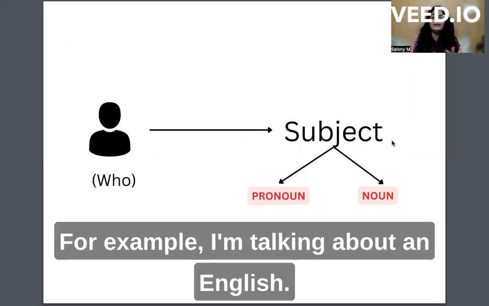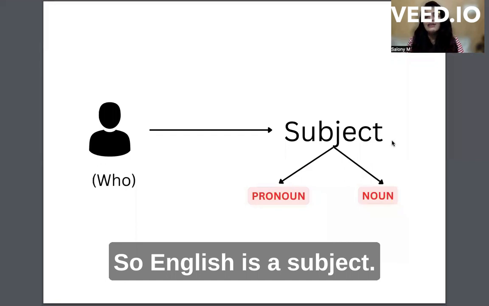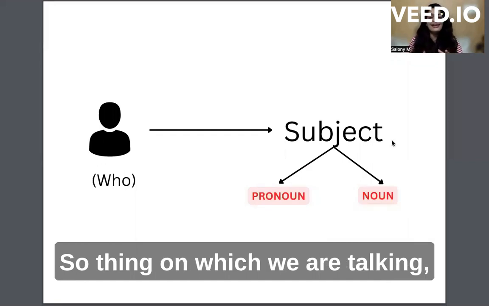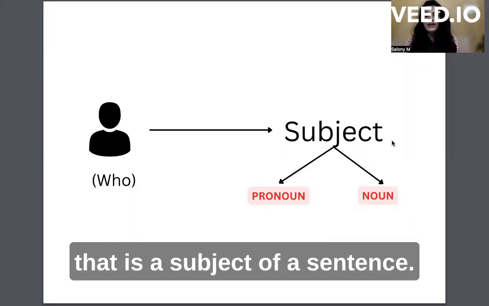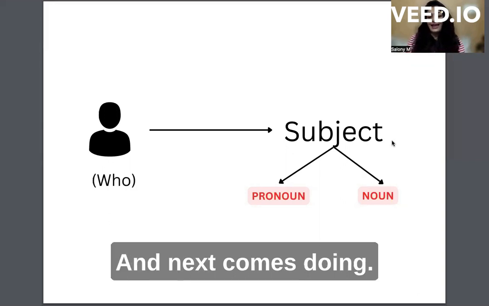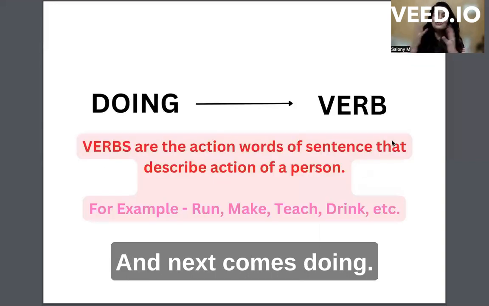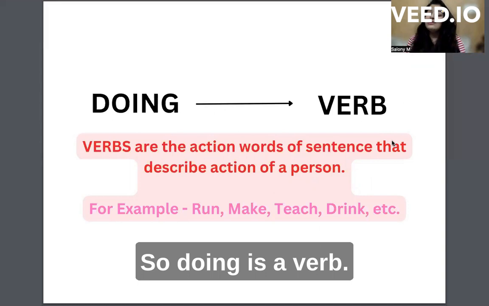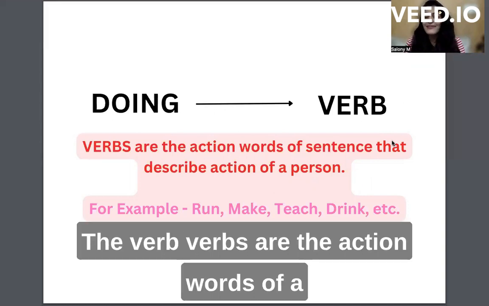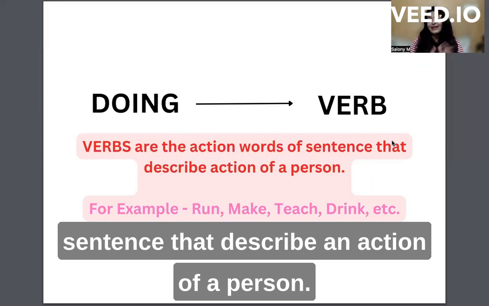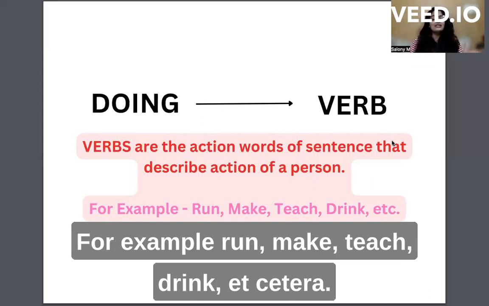So for example, I'm talking about English, so English is a subject. The thing on which we are talking, that is the subject of our sentence. And next comes doing. So doing is a verb. Verbs are the action words of a sentence that describe an action of a person. For example, run, make, teach, drink, etc.